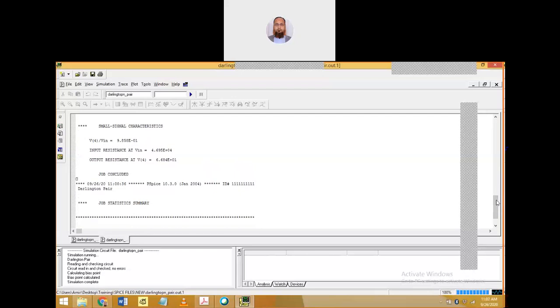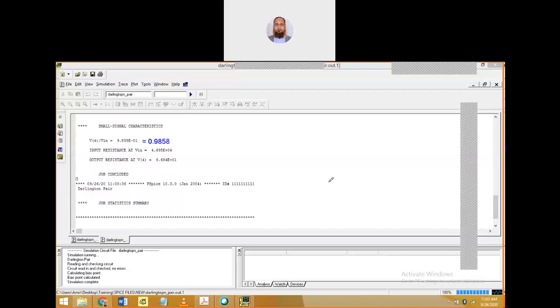Now the important thing that we were looking for is the small signal characteristics. The small signal characteristics tell us the gain. This is V4 over Vn, meaning output over input. What is the gain of the circuit? The DC gain is 0.9858, so it is nearby 1. The DC gain of the circuit is nearby 1.